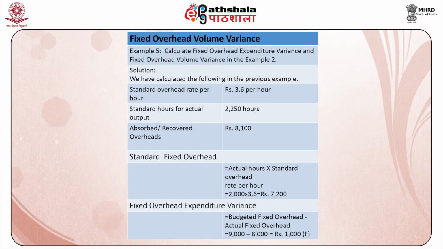Let us solve it. We have calculated the following in the previous example. Standard overhead rate per hour 3.6 rupees per hour. Standard hours for actual output 2250 hours. Absorbed or recovered overheads we calculated as 8100 rupees. Standard fixed overheads are equal to actual hours into standard overhead rate per hour. Substituting the figures we get 2000 into 3.6, we come to 7200 rupees. Fixed overhead expenditure variance is equal to budgeted fixed overheads minus actual fixed overheads. Substituting the figures we get 9000 minus 8000, we arrive at 1000 rupees, which is a favorable variance.